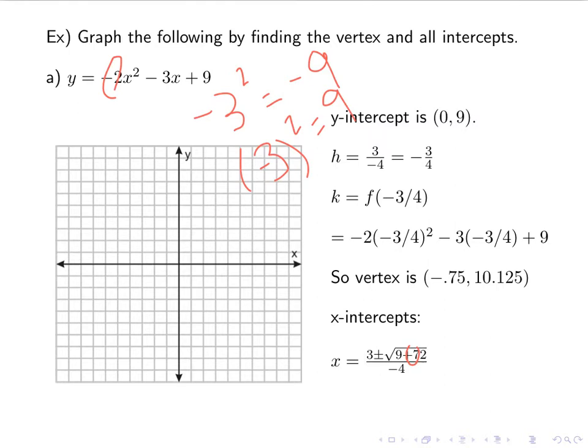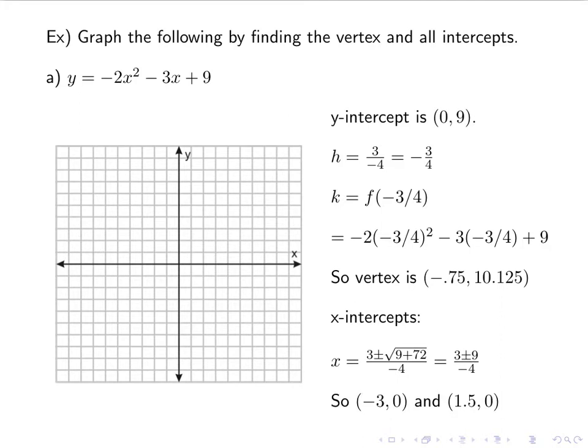Then use order of operations, clean that up, and you should be getting 3 plus or minus 9 over negative 4. And that's going to give me two answers. I'm going to have 3 plus 9 over negative 4, and I'm going to have 3 minus 9 over negative 4. Be careful with order of operations. If you're plugging this into your calculator, make sure you put the numerator in parentheses. You need to make sure you're adding and subtracting that 9 before dividing by negative 4. If you do it correctly, you should be getting negative 3 and 1.5. Remember, these are x-intercepts, so they have the form something comma 0. So (-3, 0) and (1.5, 0).